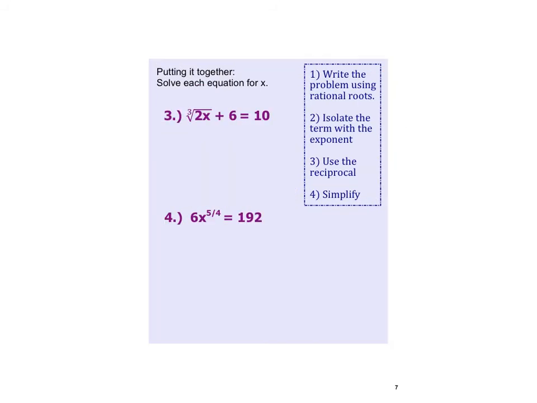Number 7, same sort of thing again. I'll just do this really quickly. I'm going to subtract the 6 from both sides here. So I'm actually going to isolate the term and write the rational root in one step. So this becomes 2x raised to the 1/3 in this case.